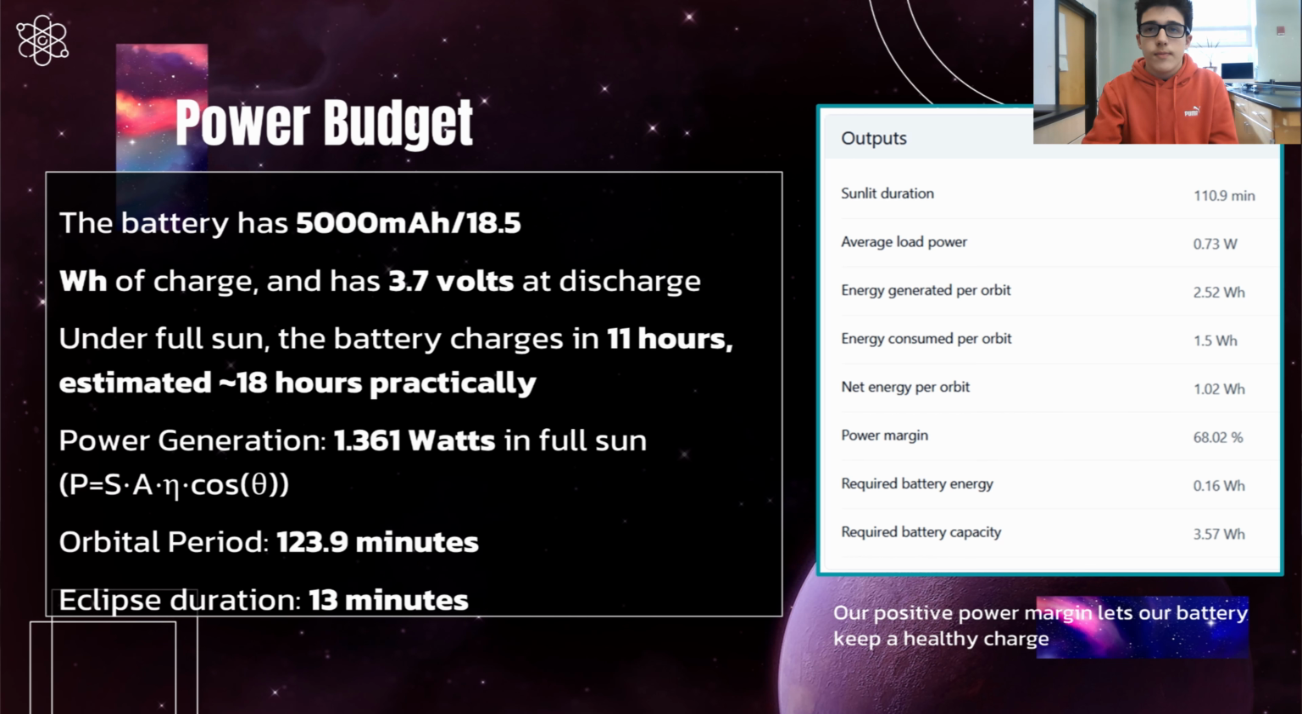In our power budget, according to the battery descriptions, the battery has a charge of 5,000 milliamp hours, or 18.5 watt hours of charge. We got the 11-hour charging figure by dividing the capacity over the wattage. Additionally, our positive power margin, meaning that our production exceeds our consumption, lets our battery keep a healthy charge, ensuring the battery never gets too low. We use the solar power generation equation to get a power generation of 1.361 watts in full sun. The power generation is higher than listed on the datasheet due to the lack of an atmosphere in lunar orbit.